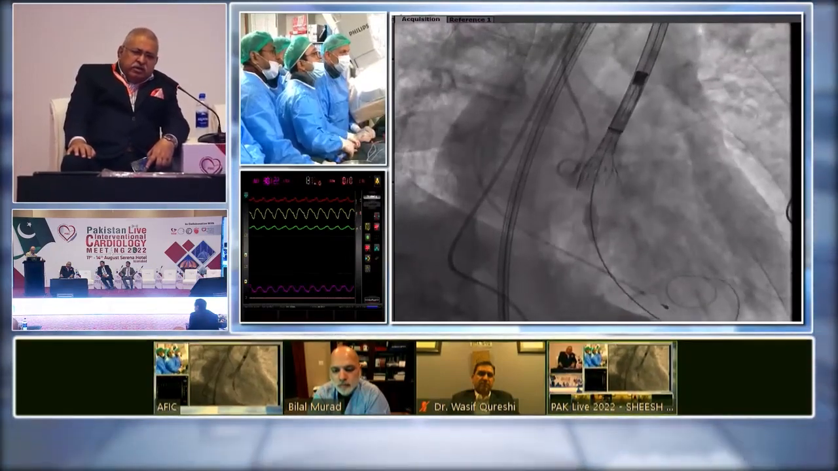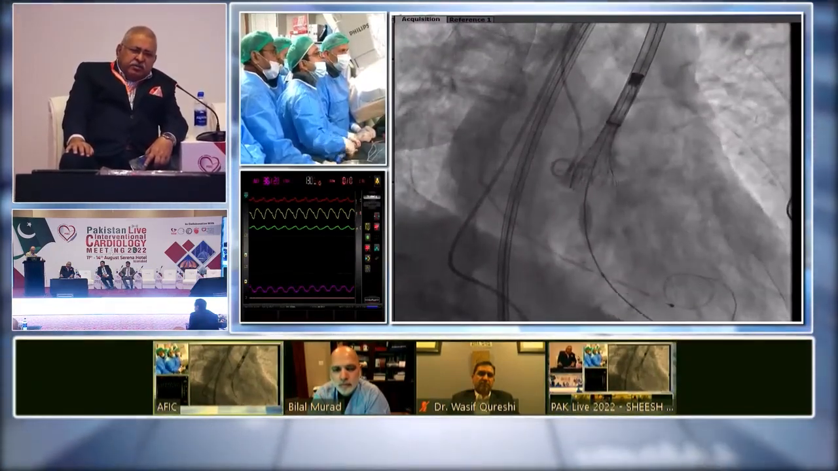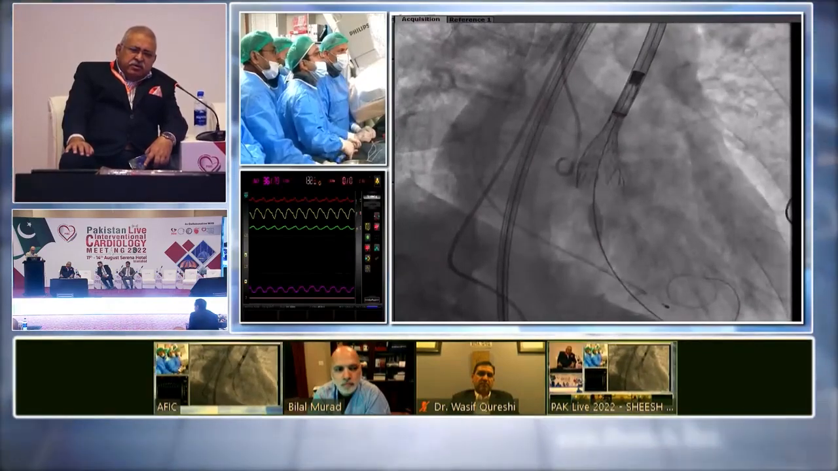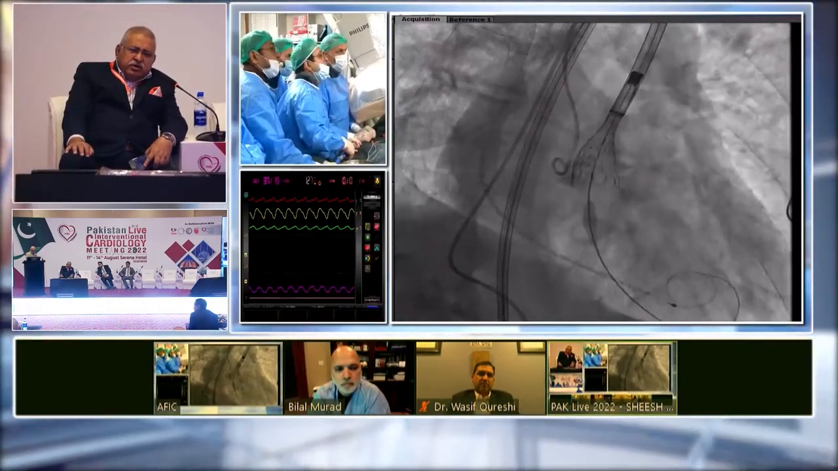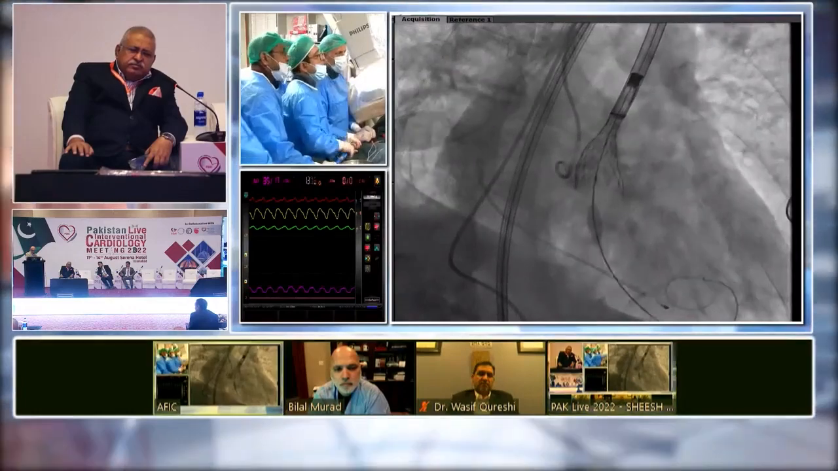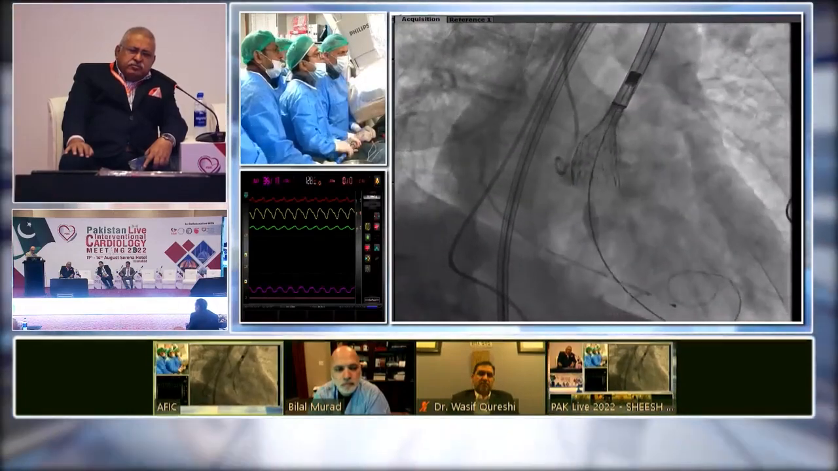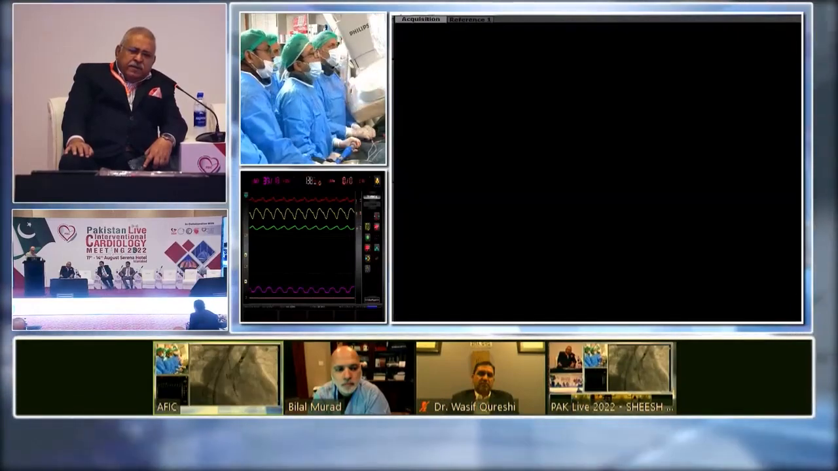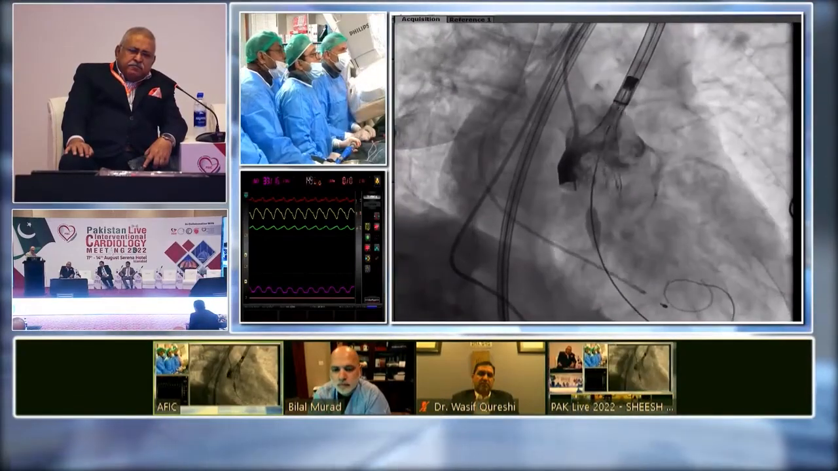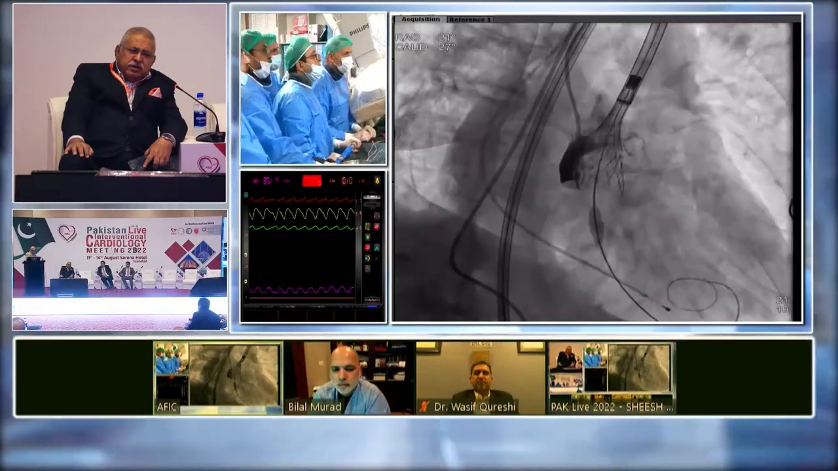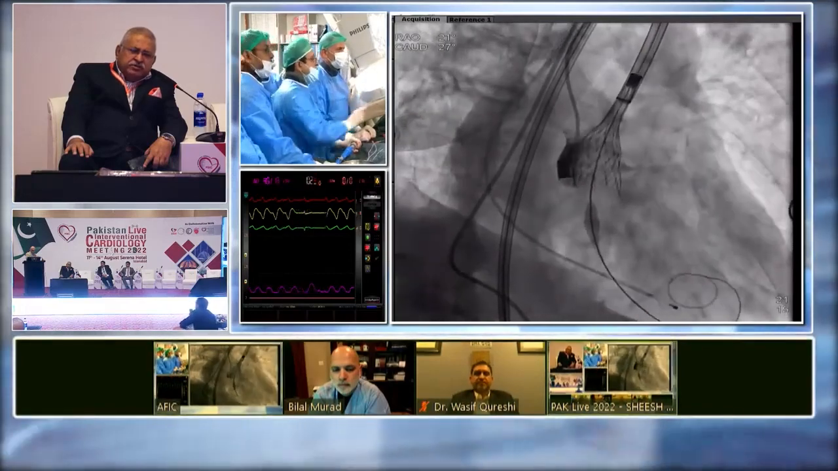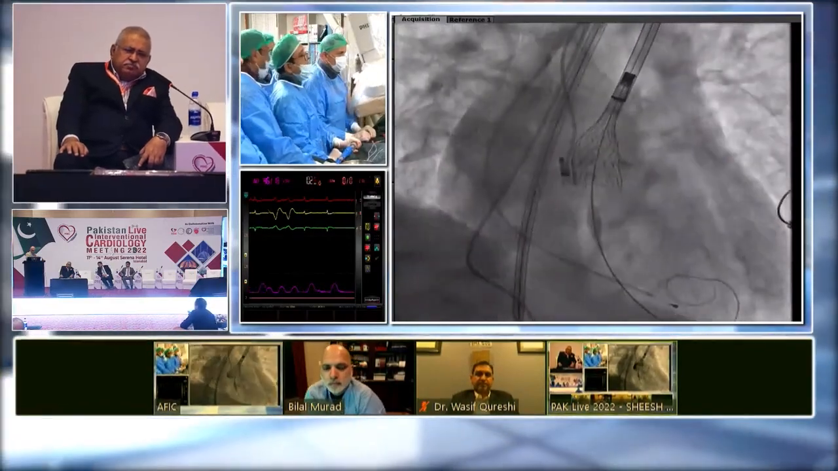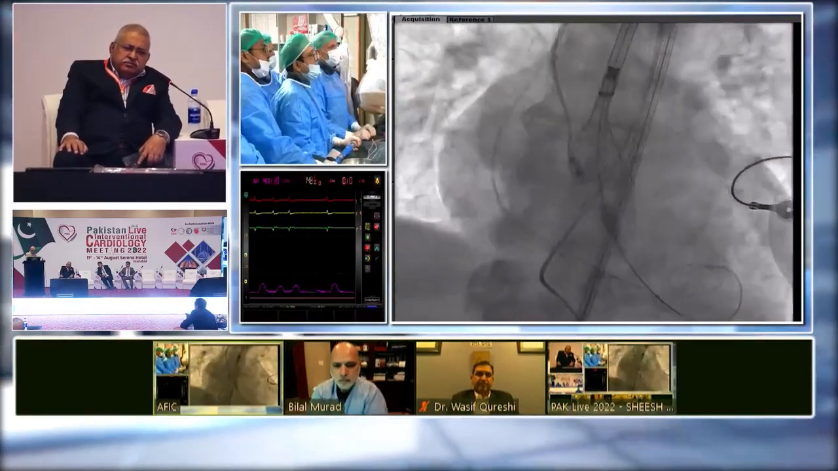I think now it's flaring up. Sometimes if you pull the LV wire back, I find that it releases some of the tension and makes it a little bit more coaxial. Okay, let's go LAO, let's go LAO caudal, please. Okay. And there's not a lot of parallax error.